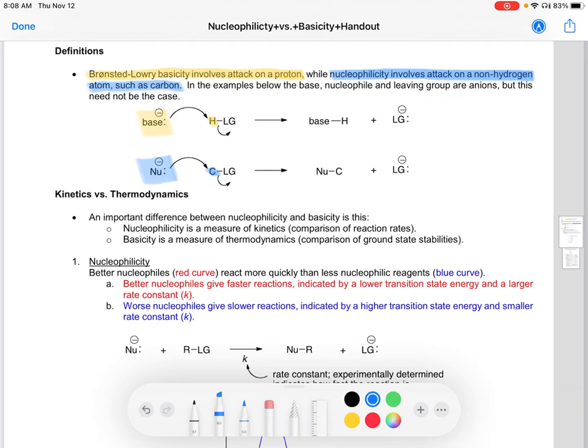Now, in both scenarios, we have a leaving group that leaves, and it becomes negatively charged. However, in the first reaction with our base, we really have an acid-base reaction, right? So in the products, we have our conjugate acid, which is the base bonded to a hydrogen, and our conjugate base, which is the leaving group, and now it has a negative charge. But if we look at our nucleophile reaction, it attacks the carbon and the leaving group leaves, and we end up with our two new products. So that is not an acid-base reaction, that is a substitution reaction, for instance.